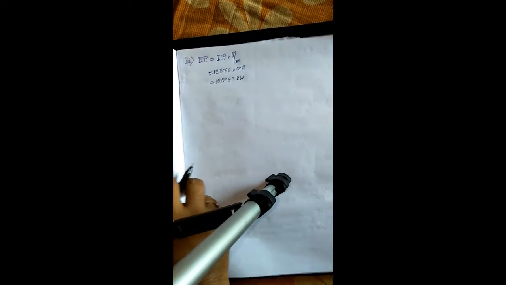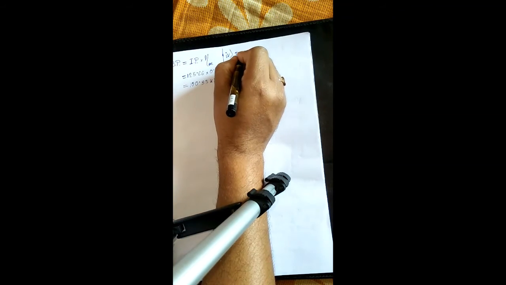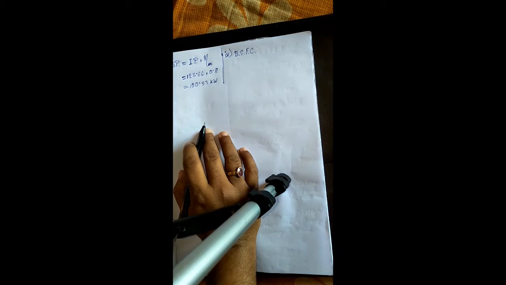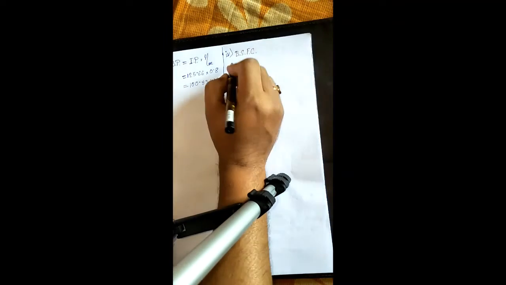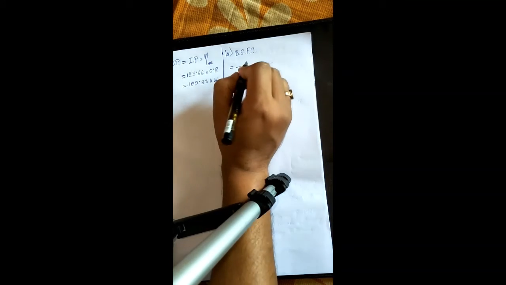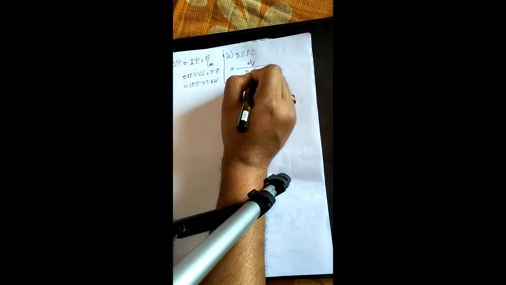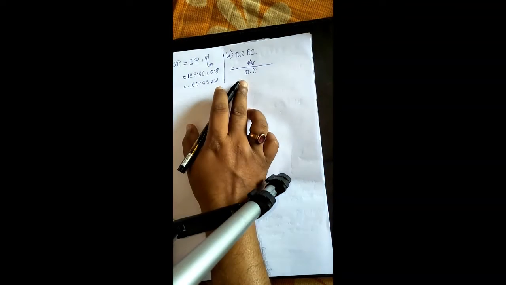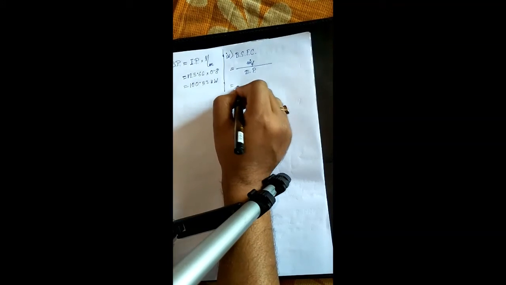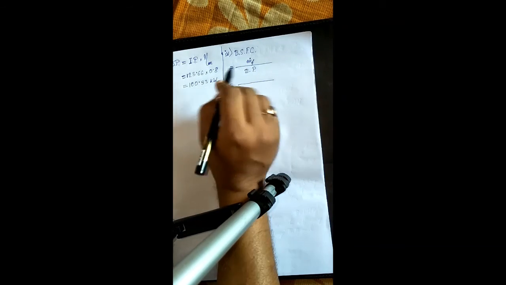So the next question is to find the brake specific fuel consumption, that is BSFC. The value of BSFC is the fuel consumption divided by the brake power. This is the brake specific fuel consumption. But the unit we have to convert in terms of kg per kilowatt hour.